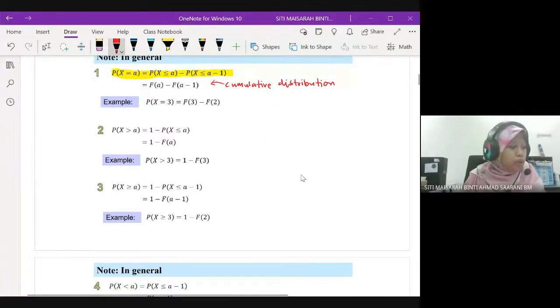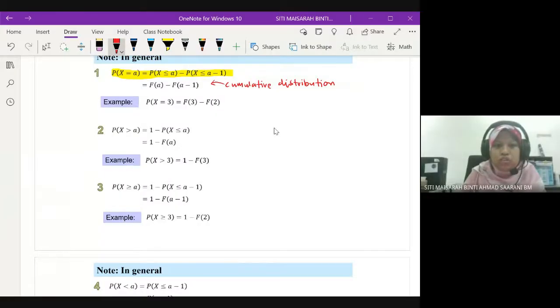So then kalau yang kedua, probability X more than A. Contohnya kalau probability less or equal to A. So jadi kita tak nak A, jadi kita kena buang A sekali. So dia akan jadi, ni ingatlah ni. Probability X more than A is equal to 1 minus probability of X less or equal to A. Okay. Ataupun kalau guna kumulatif, 1 minus FA.